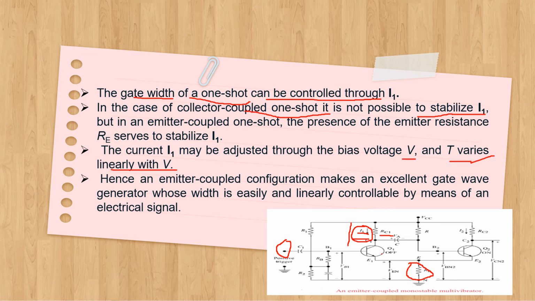So your required pulse width you can get from this configuration. It is not possible with the collector coupled monostable multivibrator to get the required waveform with the required pulse width. It is possible only with the emitter coupled configuration. So this wave width is easily and linearly controllable by means of an external signal.